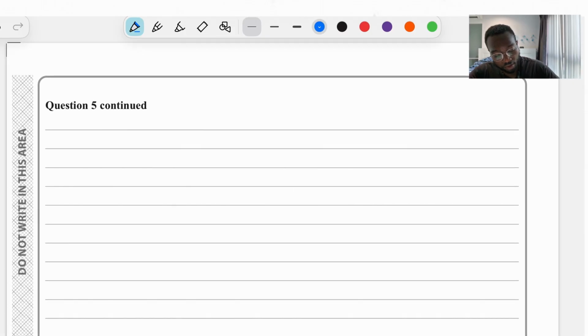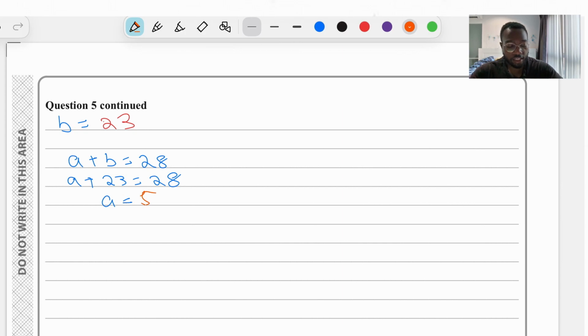So now we know that b is equal to 23. And with b equal to 23, the rest is fairly simple, because we also know that a plus b is equal to 28. So we have a plus 23 is equal to 28. So we know that a is equal to 5. Okay, worked out two values. a is 5 and b is 23.